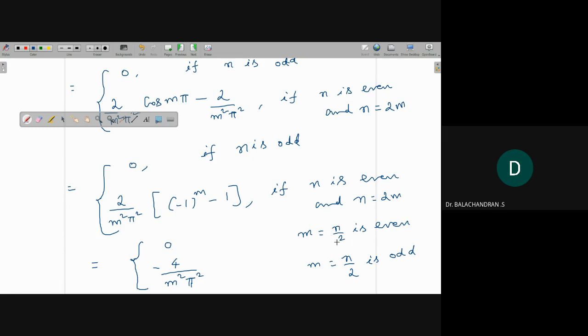Again, I will repeat the question. For what values of n by 2 is even? Multiples of 4. Yes, n should be a multiple of 4. Yes, correct, Jaya.